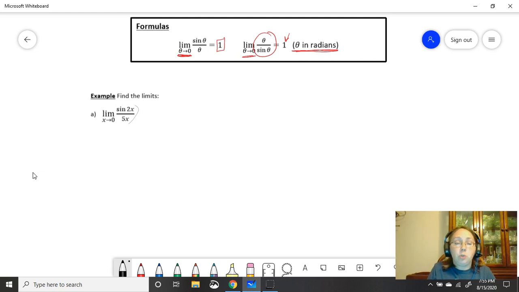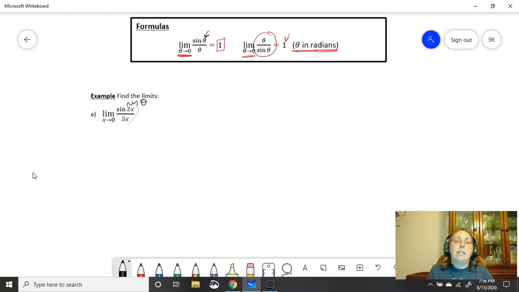So what you're going to do when you have a problem involving sine of a function of some sort, in this case the function inside is the 2x, over another one involving the same variable but maybe a different number, is you're going to try and figure out what theta would be. So theta is whatever's inside of the sine. You have to figure out what's inside of the sine because that's going to be your theta. So in this case, inside of the sine is 2x. So that is going to be our theta.